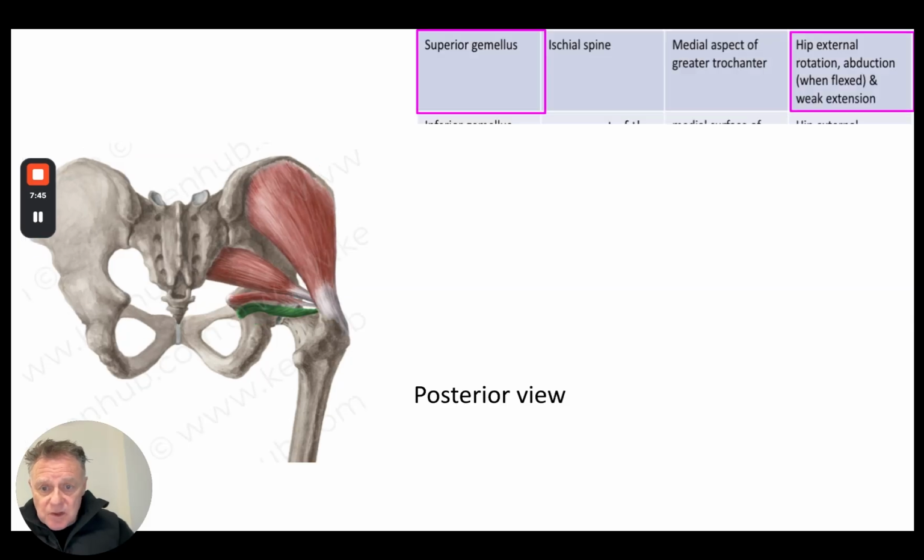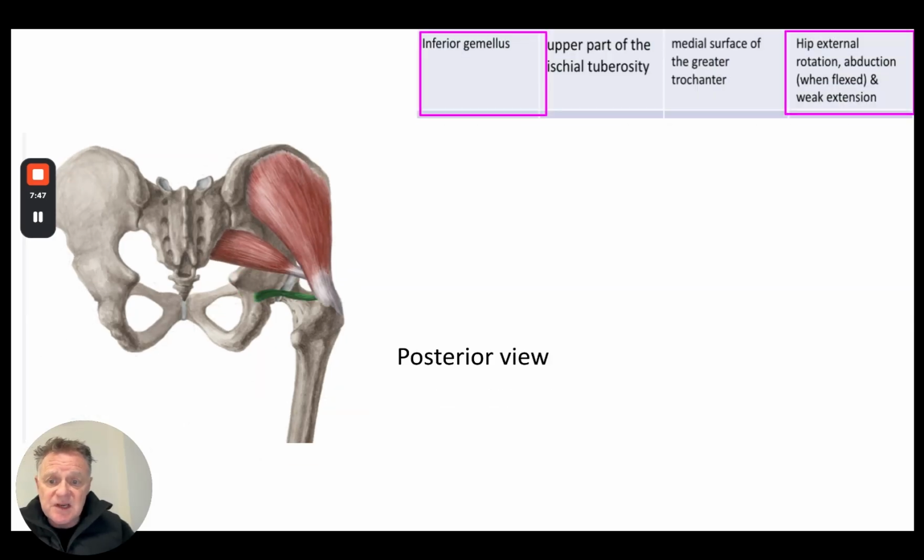Inferior gemellus, so look at the position of superior gemellus. Now that's the inferior gemellus here, from the upper part of the ischial tuberosity. So again, that's that posterior projection on the pelvis itself, the ischial tuberosity, and it's out to the greater trochanter as well. But again, posterior to the axis of rotation for the hip, so it externally rotates the hip and abducts the hip when it's flexed.